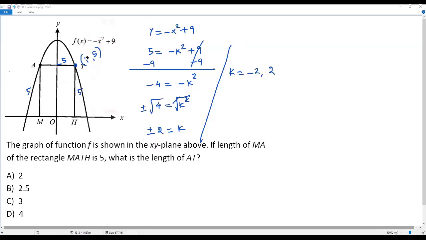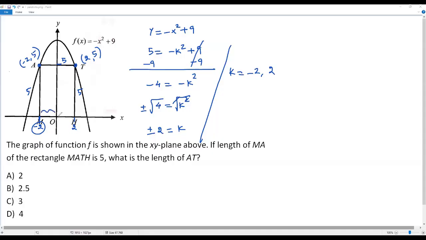Here we can replace this k by positive 2, because we have this point on the positive side of the x-axis, so we have to consider the positive value of k. And also we can consider the negative value of k, that is negative 2, so that we'll have over here at this point A, negative 2 comma 5. Since the x-coordinate of point A is negative 2, at M we have negative 2 on the x-axis, and here the x-coordinate is 2 at the point T. So at H the value on the x-axis has to be positive 2. Here we have negative 2, here we have positive 2.